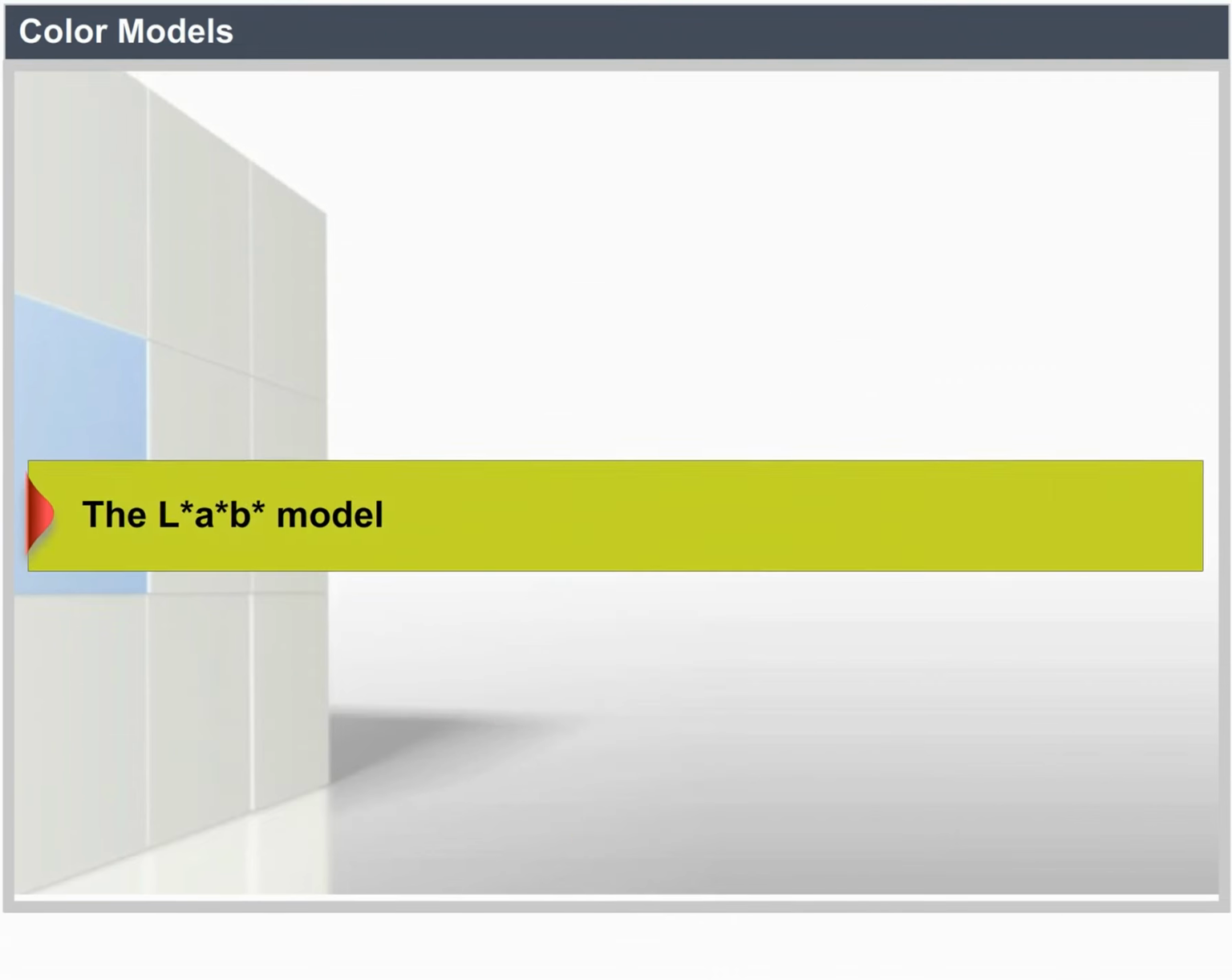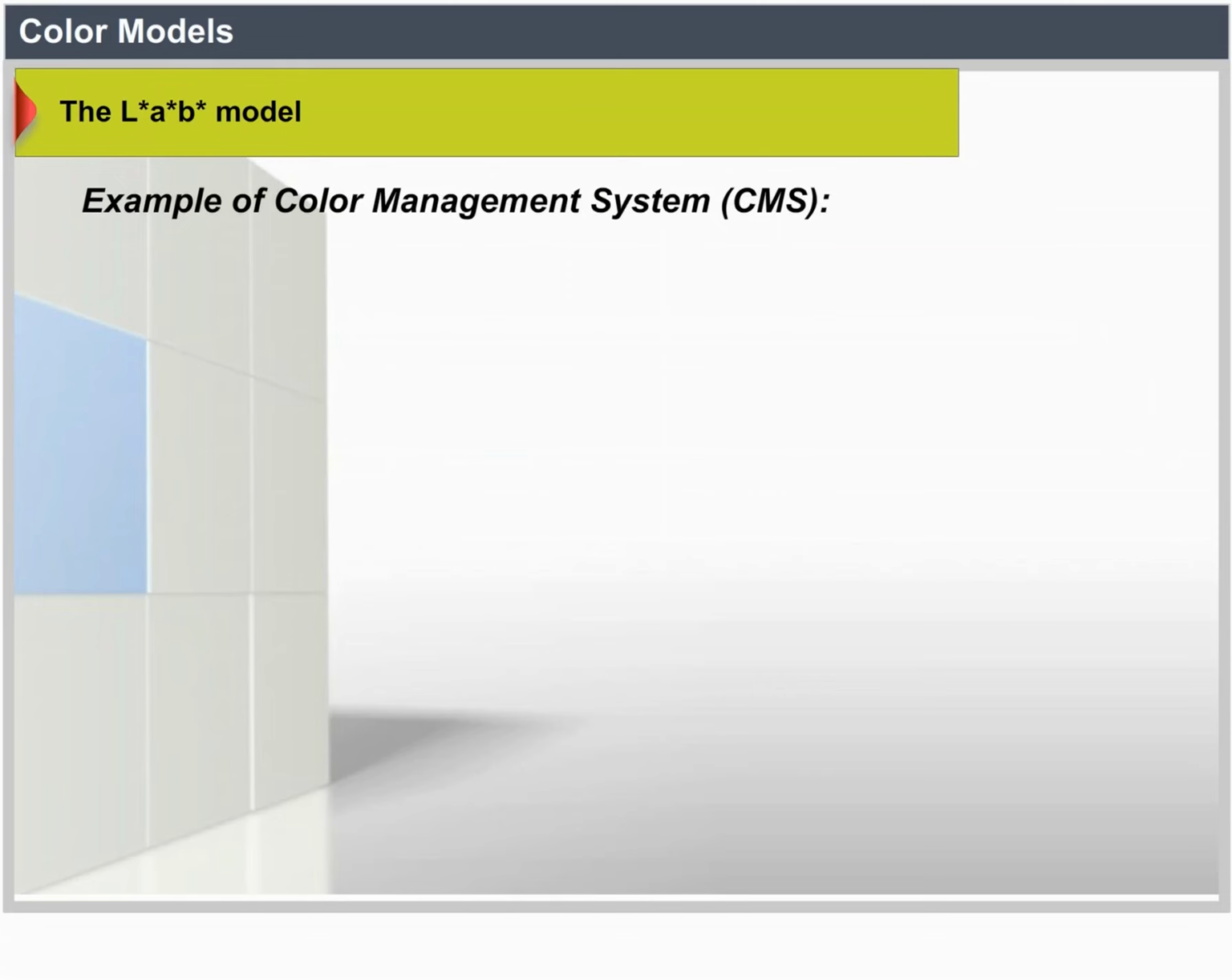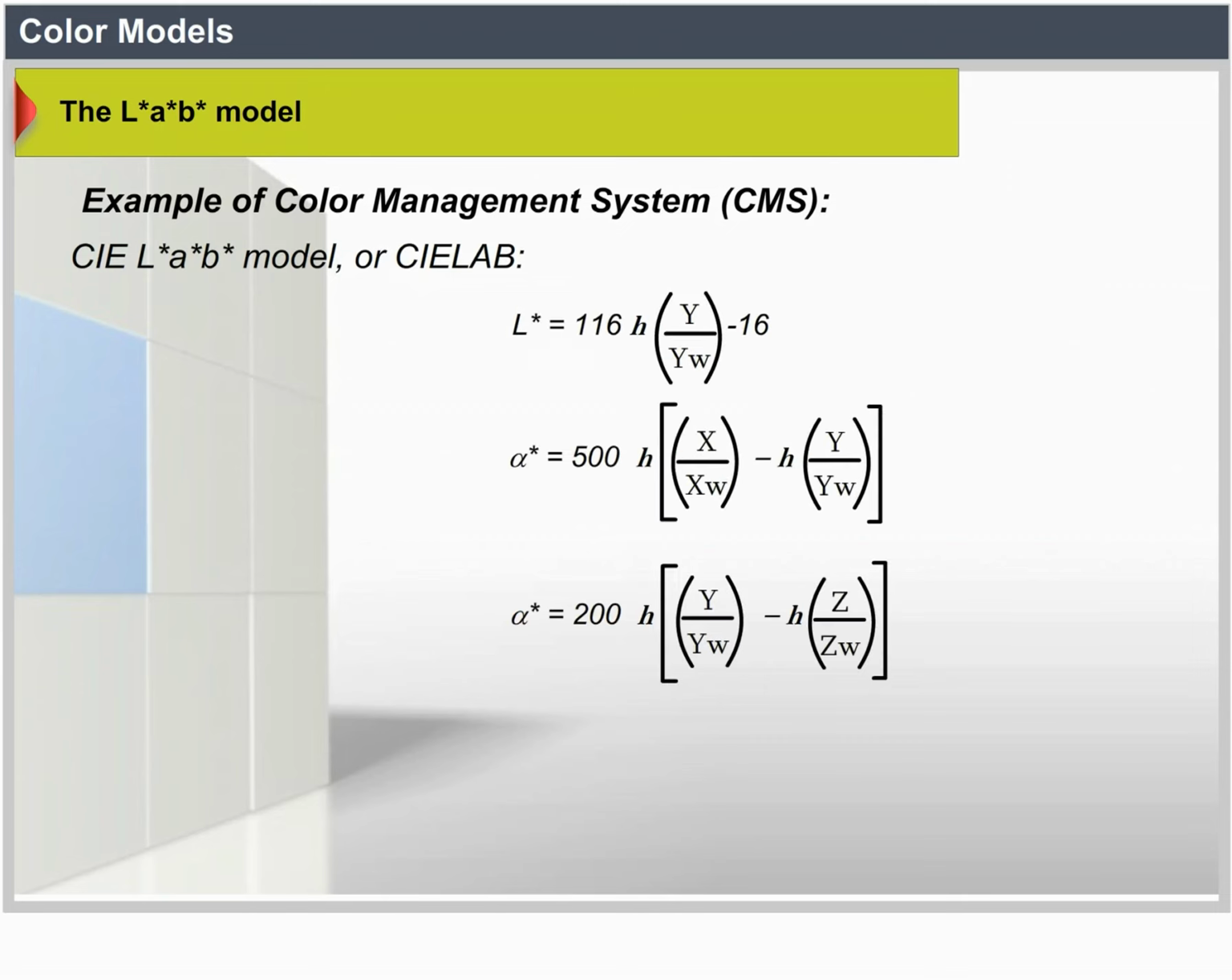The L star, A star, B star model. Example of color management system, CMS. CIE L star, A star, B star model, or CIE Lab. The equations for this are as shown on the screen.